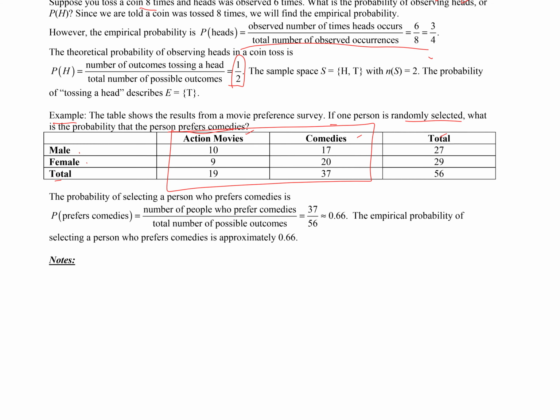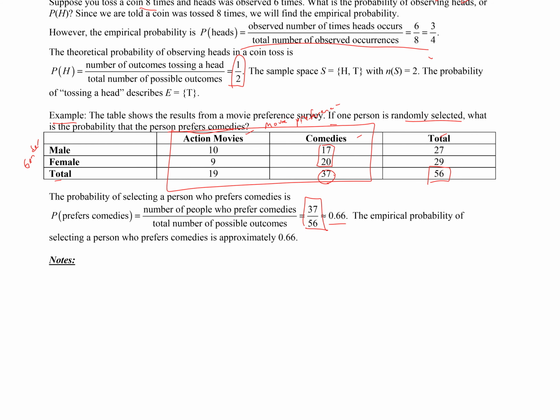So even though this is a two-way table with very specific information, it tells you 2 things about the person. It tells you their gender, right? And then their movie preferences, right? We're only worried about the preference. We don't care about the gender. So how many people like comedies? Well, 37 people like comedy, out of how many people were sampled or asked? 56 people were asked. So it'd be 37 out of 56. Okay, the answer is right there.